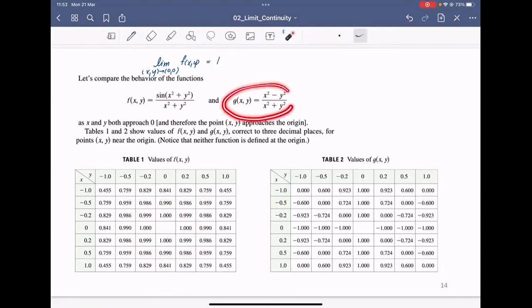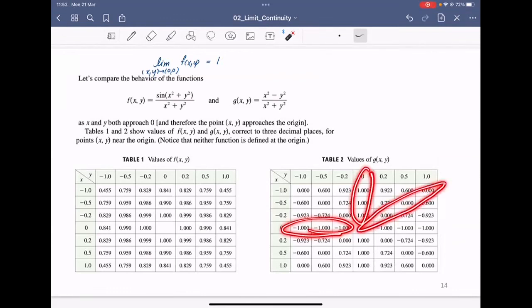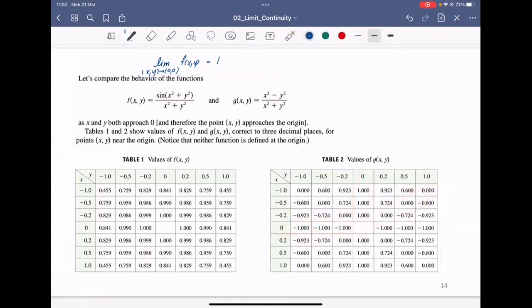But for this function, it's different. You can see if you approach from the left, the limit is -1. If you approach from the upside, you're going to get 1. If you approach along the line y equals x, the limit is 0. So you have a limit from the left-hand side of -1, a limit from the upper side of 1, and a limit along y equals x of 0. In this case, you're going to say the limit does not exist, because you have different limits along different lines. Yeah, we're going to learn this thing on Wednesday.